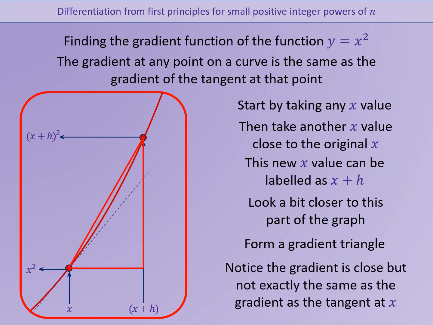As is mentioned here, there's my tangent line. That blue dotted line represents the tangent line that I'm trying to find the gradient of. And you can see that the red line is all right. It's not far from where I need it to be, but it's not quite the same. But nonetheless, that's a good starting point.